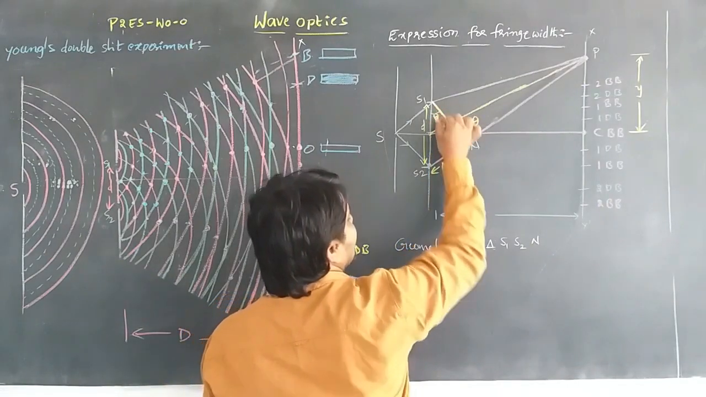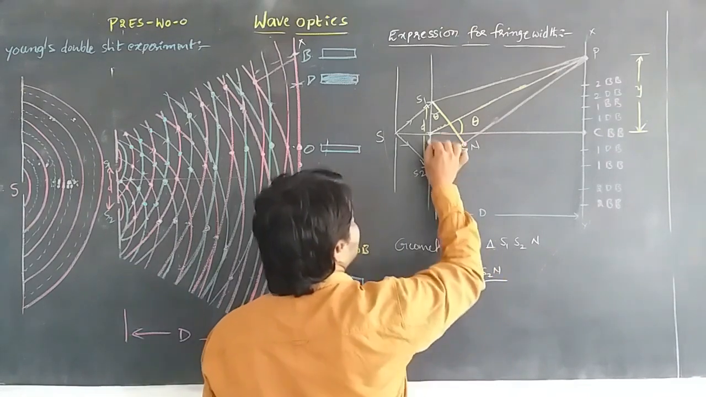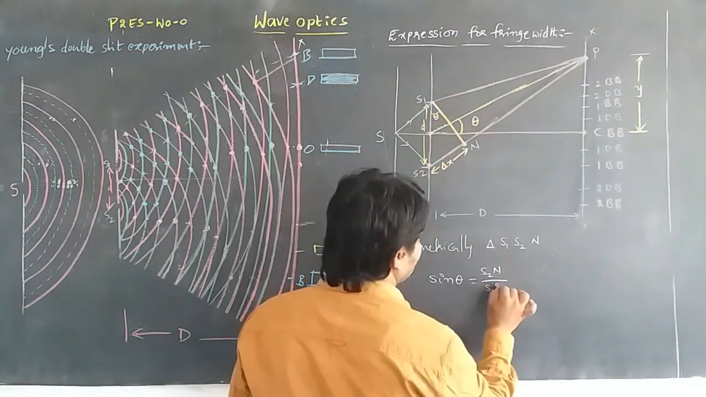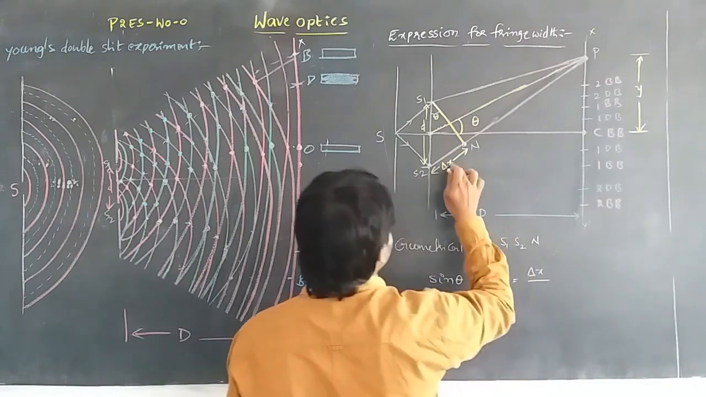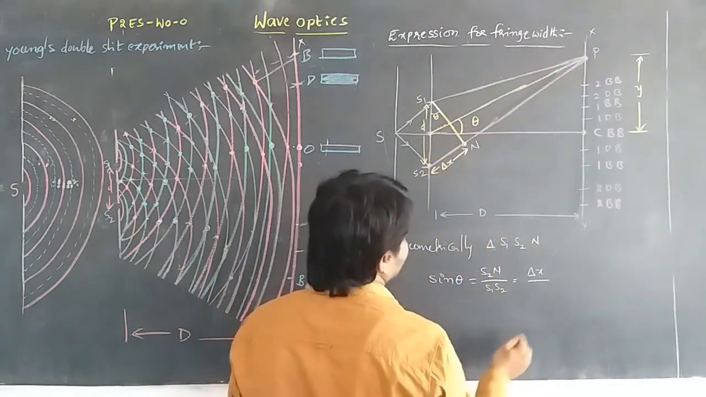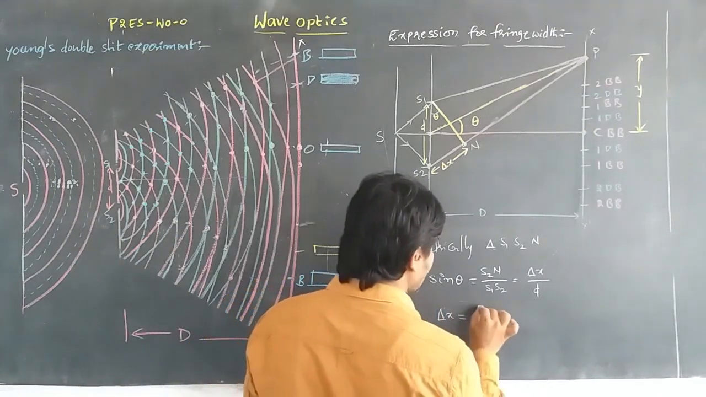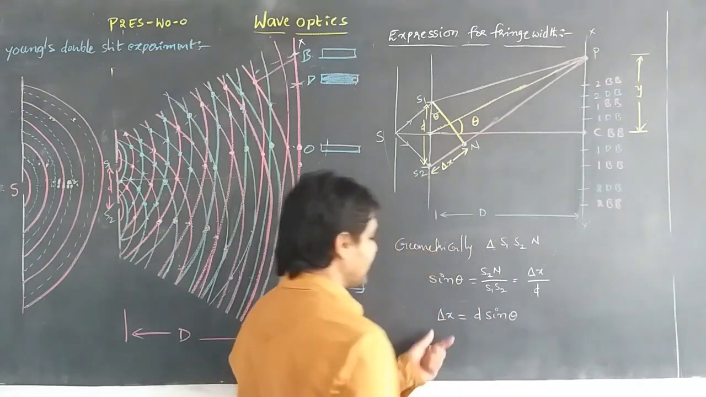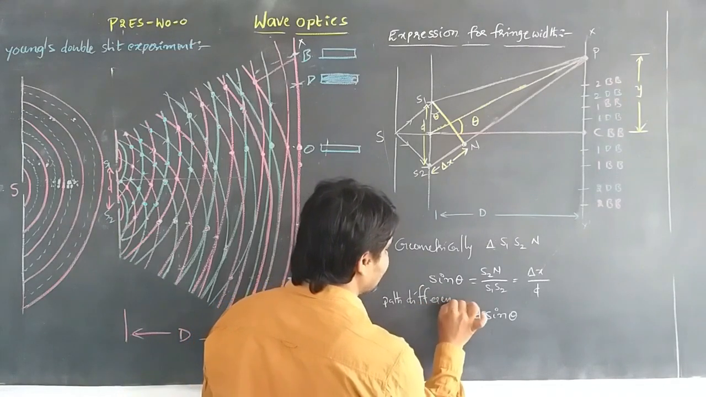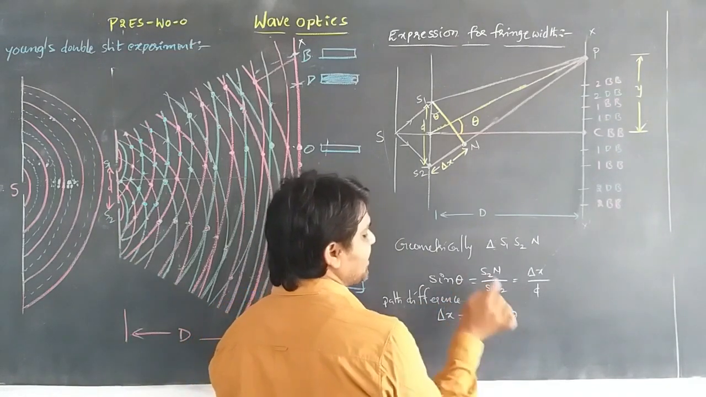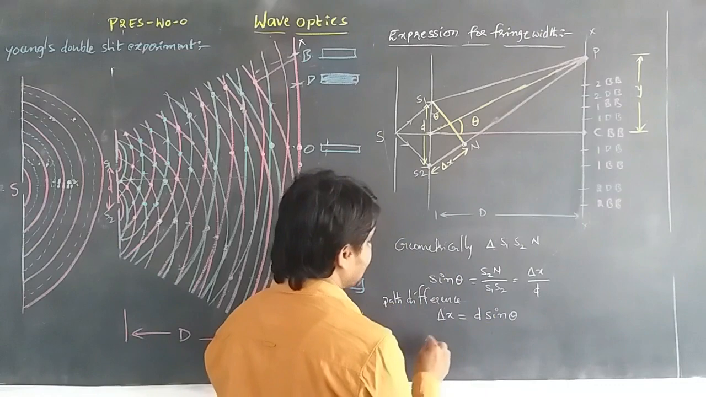This is the theta, and this will be the opposite, meaning S2N, by the adjacent hypotenuse, which will be S1S2. That is equal to delta x by d. So that's why we can write that the path difference delta x is equal to d sin theta. But from d sin theta, we can also write it from the equation.